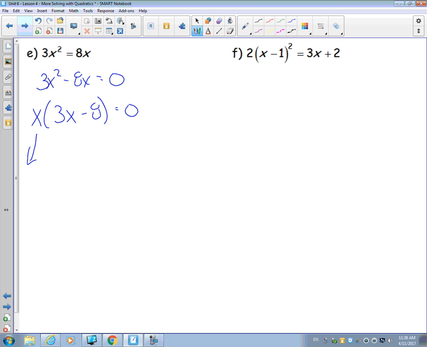Oh, I got my zeros. Here's one of them, it's 0, and the other one comes from here. 3x has to equal 8, in other words, 8 thirds. We like that one.